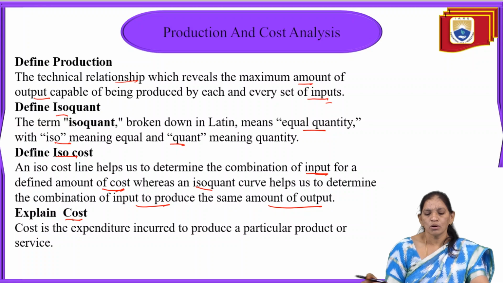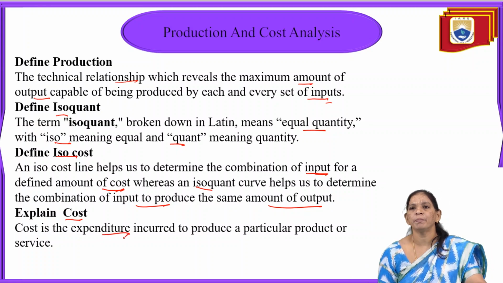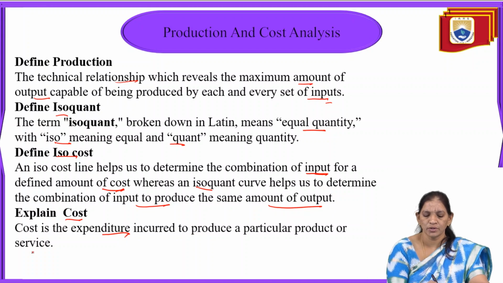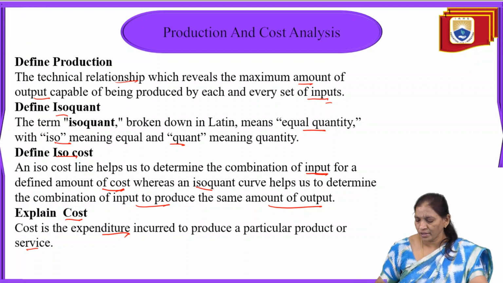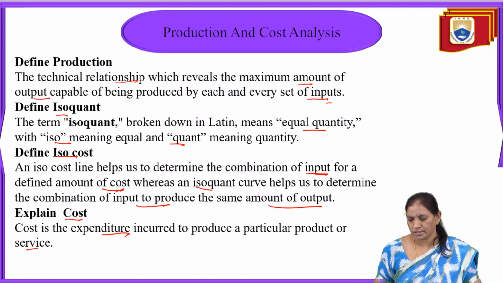Explain cost. Cost is an expenditure incurred to produce a particular product or a service. Commonly, we can say cost is an expense incurred in order to produce any particular product or service.